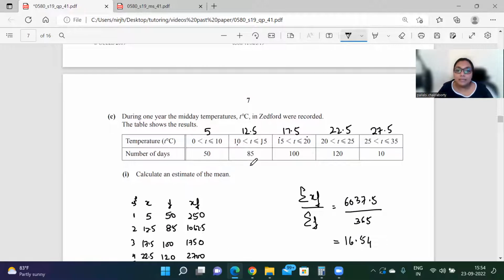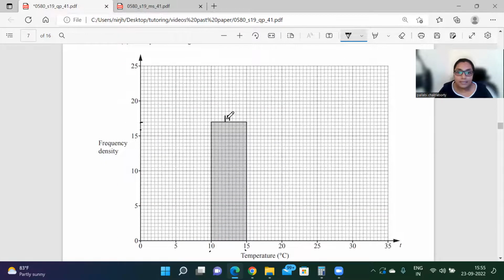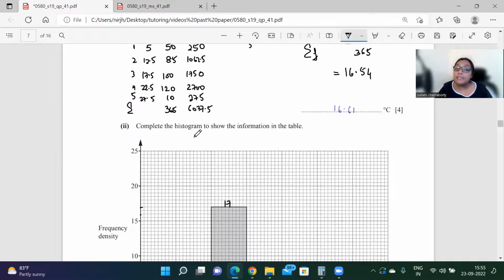So you see this is the 10 to 15 interval which we are talking about. So it's 5. 15 minus 10 is 5. So how do we calculate? 15 minus 10, which is 5. You divide 85 by that 5, which gives you 17. That's how you got the frequency density of 17 for the 10 to 15 interval. So this is 17. Remember, we have to complete the histogram.